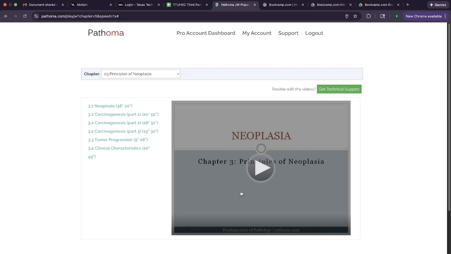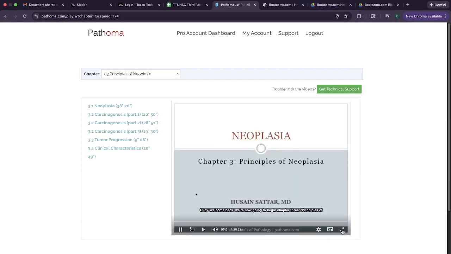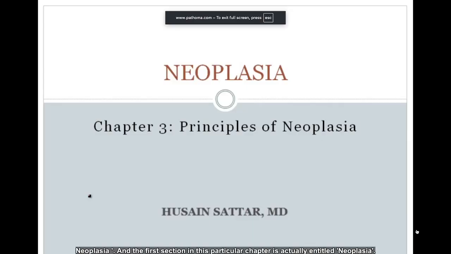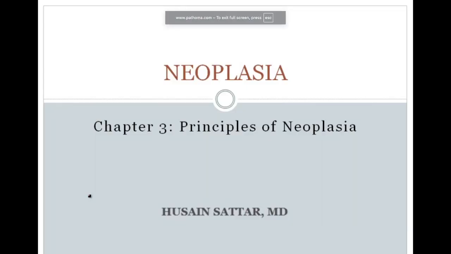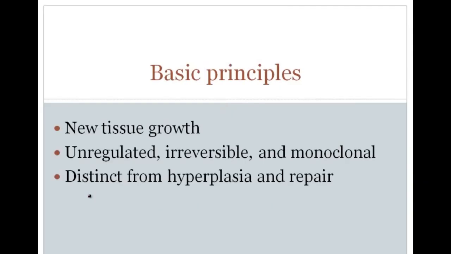Okay, welcome back. We're now going to begin Chapter 3, Principles of Neoplasia, and the first section in this particular chapter is actually entitled Neoplasia. Before we begin, just some basic principles. The word neoplasia, neo means new, and plasia means growth. And what's important to recognize concerning neoplasia is that it is unregulated, irreversible, and monoclonal.